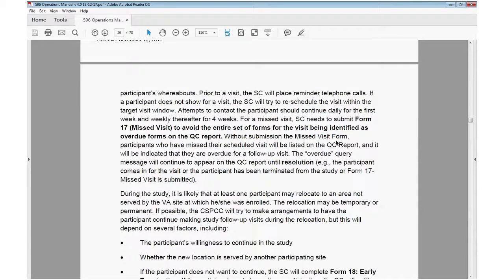And as it says in here, you will continue to get QC reports and notifications until you have made up for those forms. Filing the missed visit form will stop those, but also it will stop as well when you add in the forms, even if they're outside the window. But if it is outside the window, you will need to complete a protocol deviation as well.